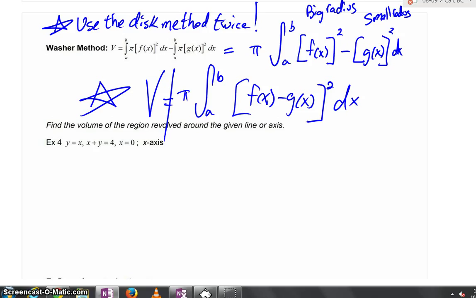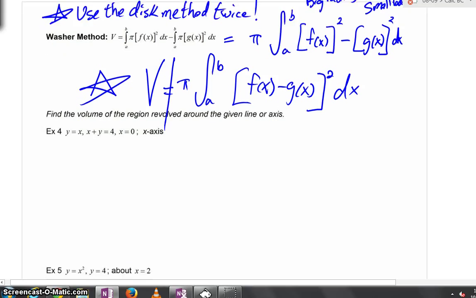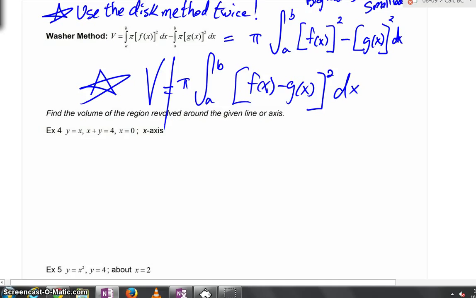So let's real quickly take a look at one such situation. For number 4, find the volume of the region revolved around the given line or axis. Well, you know the College Board doesn't want to ask you to revolve around the x-axis, but we'll start there for simplicity's sake.